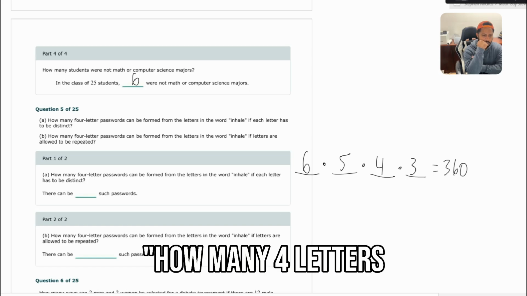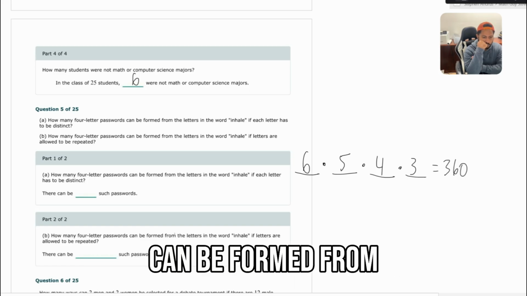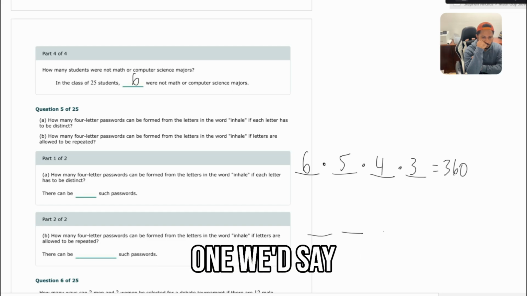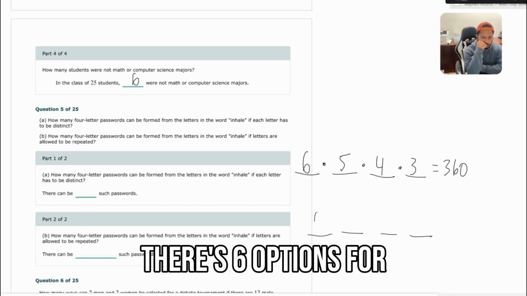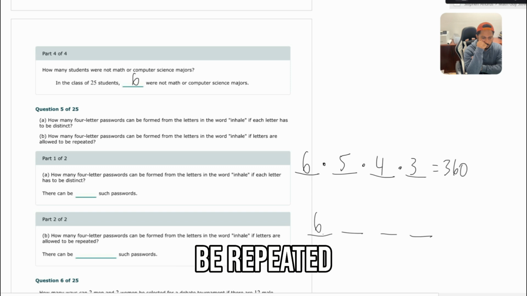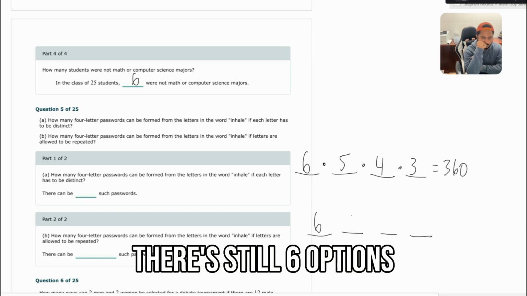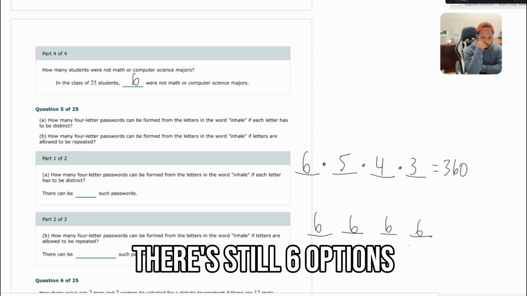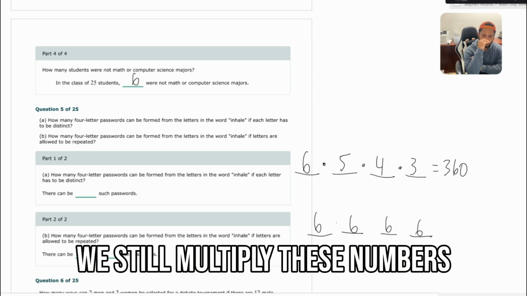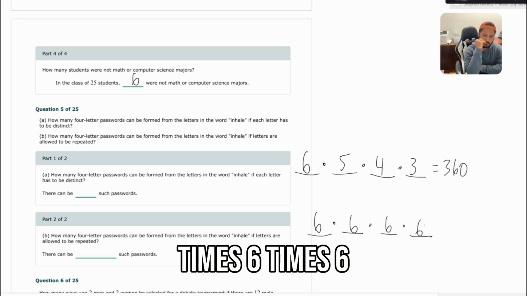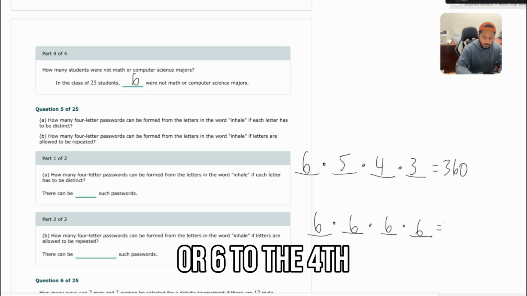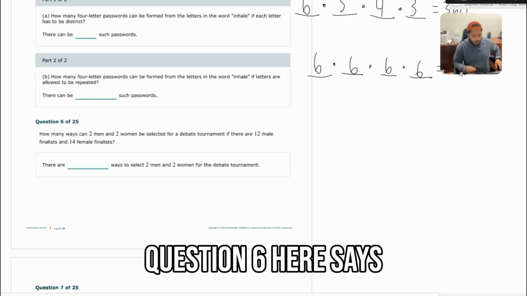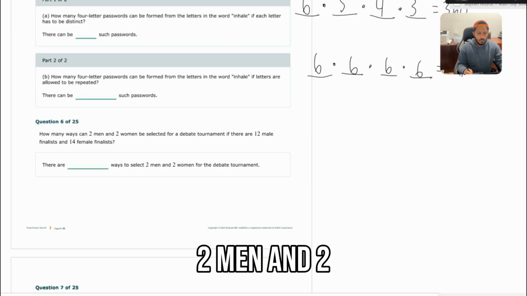Part 2 says how many 4-letter passwords can be formed from the letters in the word inhale if letters are allowed to be repeated? For that one, we still have the 4 slots. There are 6 options for the first letter, but then they can be repeated. So for the second letter, there are still 6 options, same for the third and the fourth. Again, we multiply these numbers: 6 times 6 times 6 times 6, or 6 to the 4th, we get 1,296 different options.